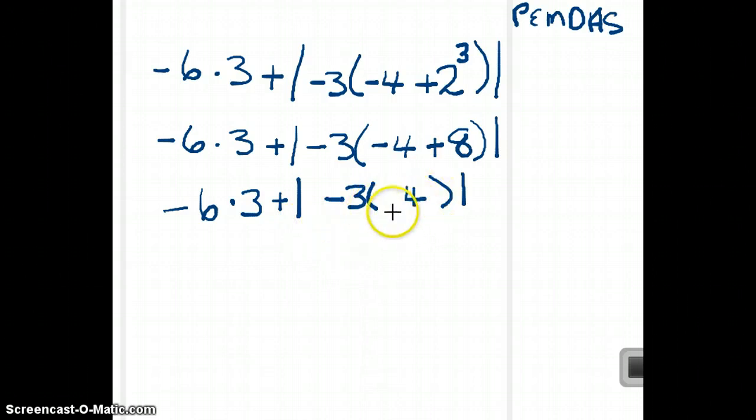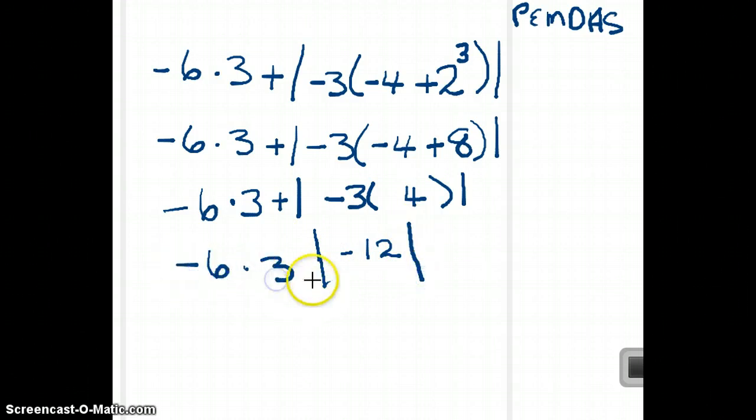Okay. Parentheses, pretty much we're done in here, right? Now we have another set of parentheses. Negative 3 times 4 is negative 12. Be careful, you make your absolute value signs large. Negative 6 times 3 plus the absolute value. Absolute value I said to treat like a parenthesis, so we'll take care of that again. Negative 6 times 3 plus absolute value of negative 12 is 12.